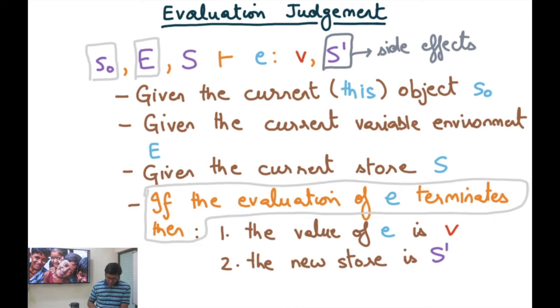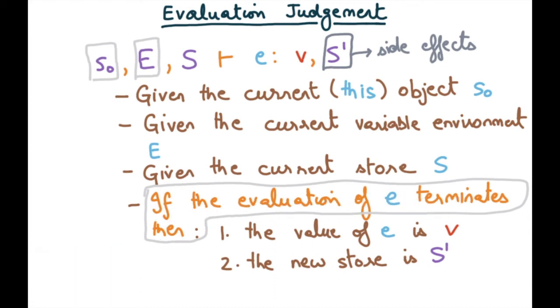Finally, notice an important subtlety. If the evaluation of E terminates, then, all right, so it's very important. This is the antecedent of this particular evaluation judgment. This is saying that the statement that E evaluates to V is only true if the evaluation of E actually terminates. If evaluation of E does not terminate, then this rule is not saying anything. So it's very important to notice that only if the evaluation of E terminates can we say that the value of E is V and the new store is S prime. This is going to become more evident when we talk about actual evaluation rules and see why.